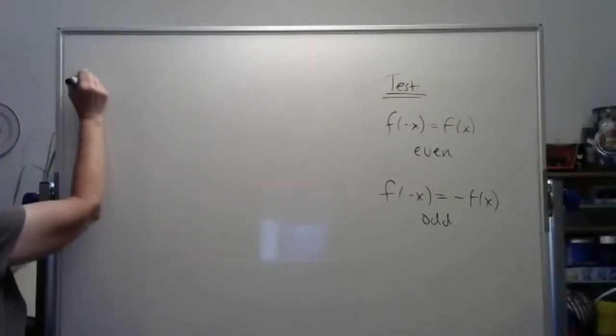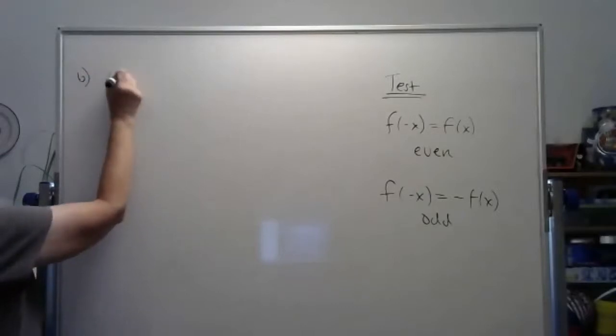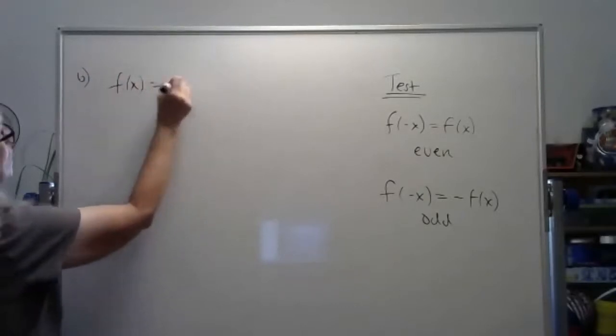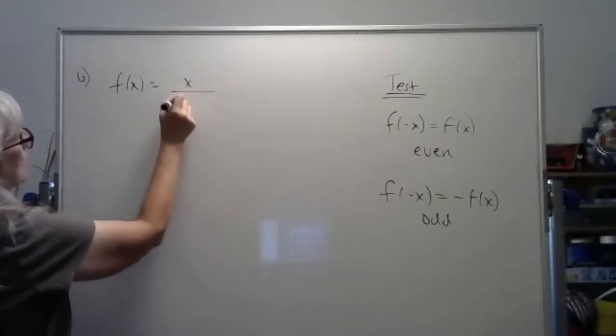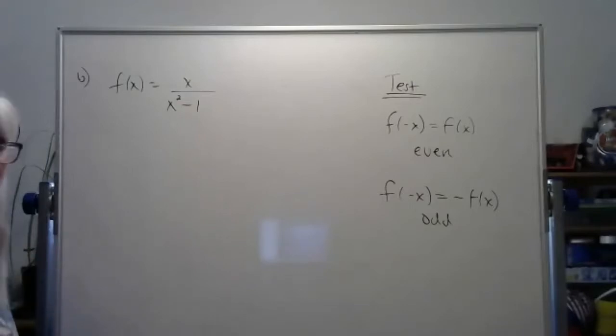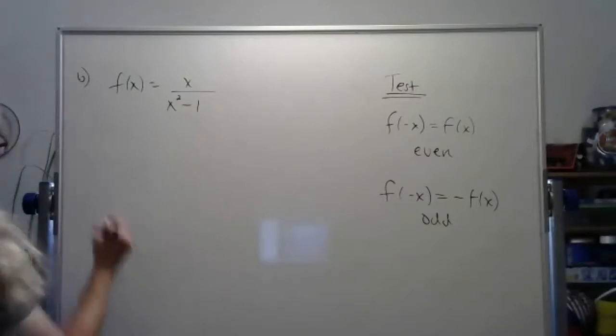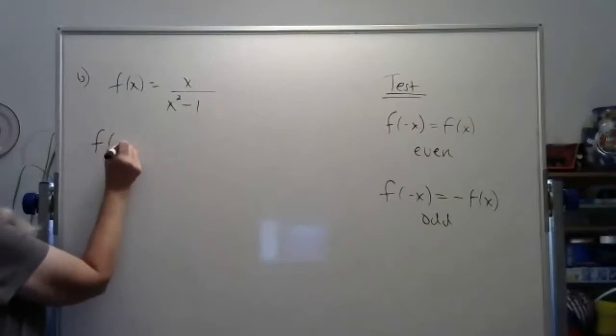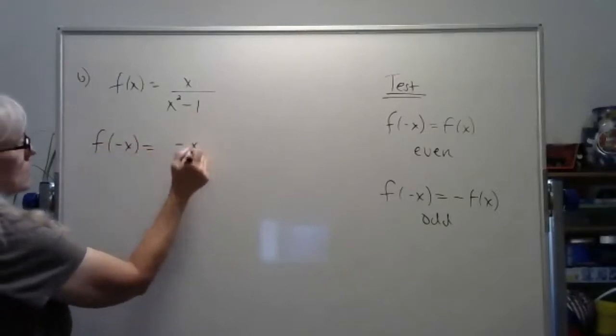So our part B of that example is f of x is equal to x over x squared minus 1. x over x squared minus 1. And I want to know whether it's even or odd. So I'll do the same thing. I'm going to come in and replace the x with a negative x. So that puts a negative x in the numerator.